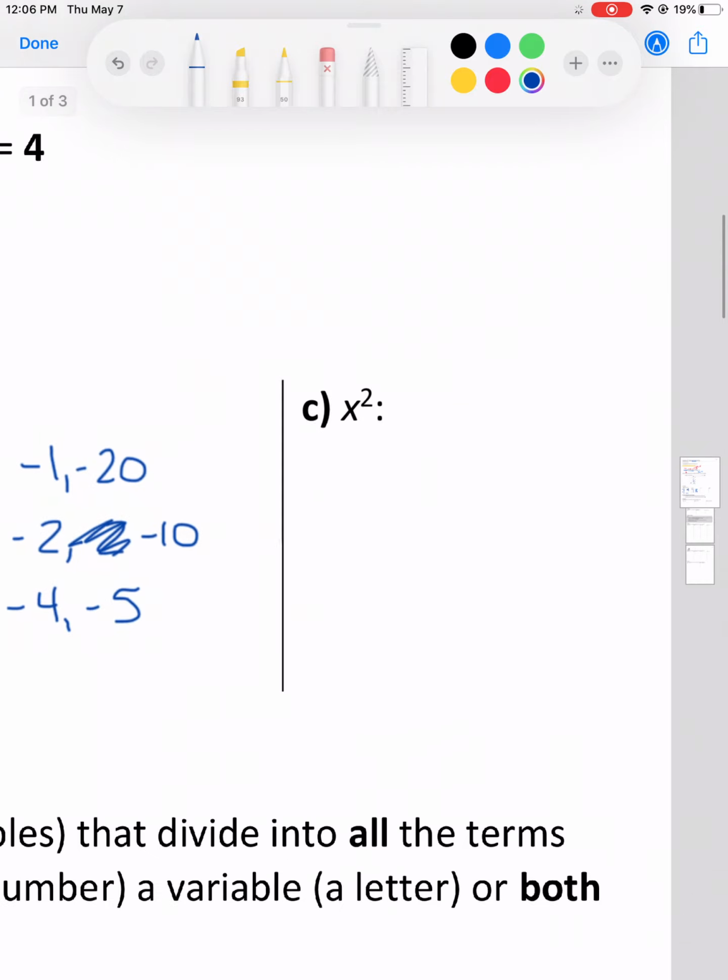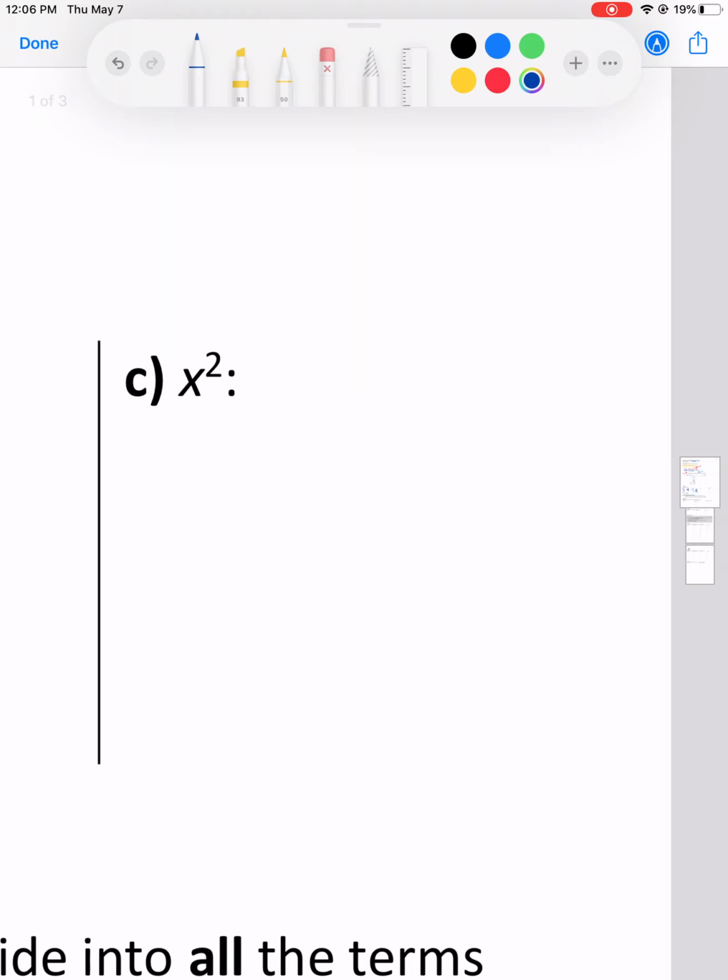Okay. X squared? Well, what are the factors of x squared? So it's just x times x. That's all it is, right? So my factors are x and x.